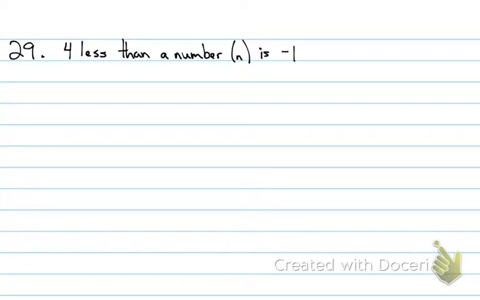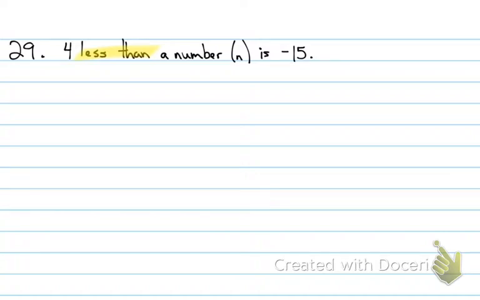All right, this is number 29 on your homework. Number 29 says, in case you don't have your books open, I'll write it down: 4 less than a number n is negative 15. So I'm looking for my keywords here. Does anybody see a keyword as to if it's going to be addition or subtraction? Okay, less than.